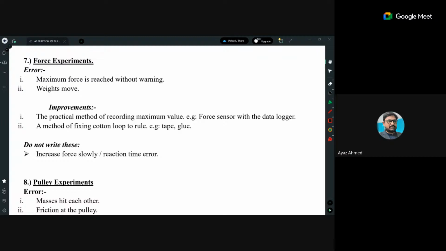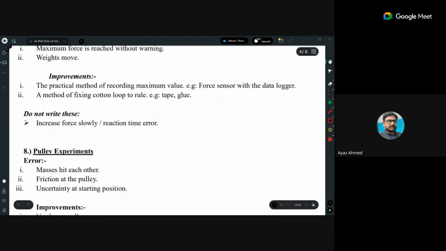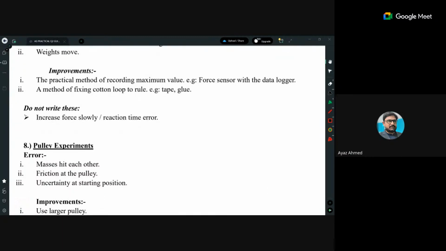Or if you are taking measurements from the force, the maximum force may be reached without warning, and then that would be damage. Then weights are moved, and the improvement means practical methods of recording the maximum value. For example, force sensors, newton meter, data logger can be used. A method of fixing the cotton loop or ruler by the tape or glue.